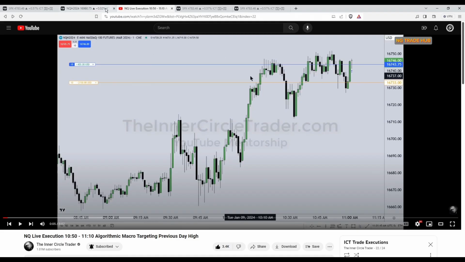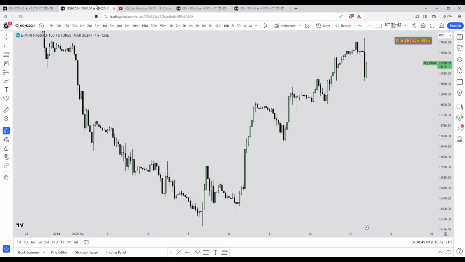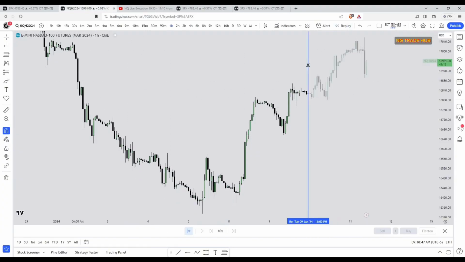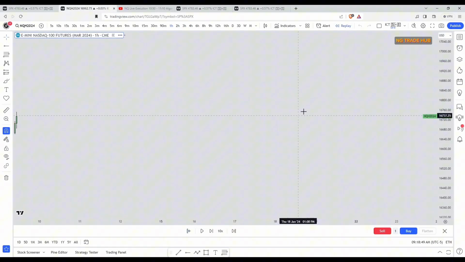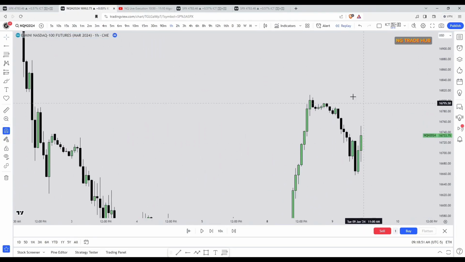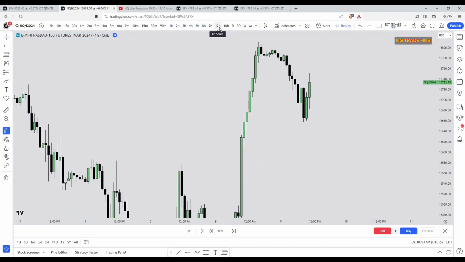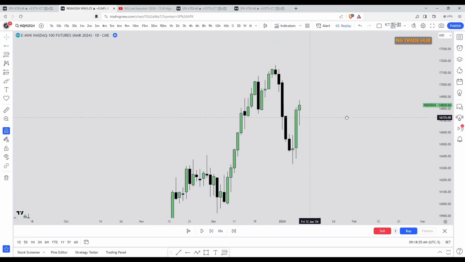So we have 16,743.75. And why is he entering there? Is the bias higher on the higher time frame? Because he's usually trading in the direction of where price is already heading. So if we go into a chart over here, this is where the trade setup forms around this area. So I'll do a top-down analysis real quick.